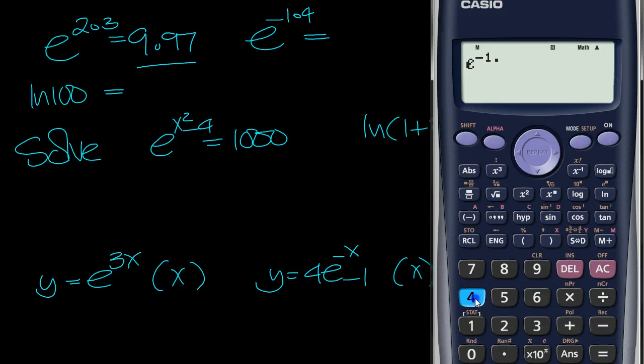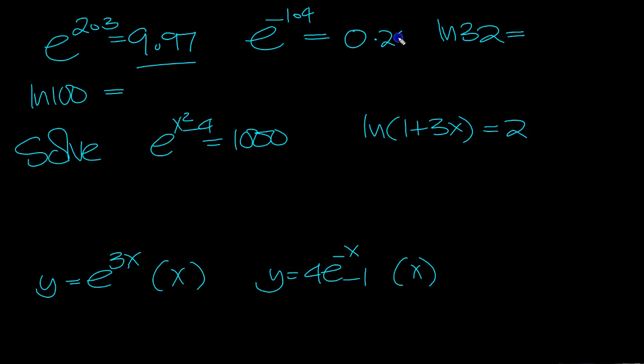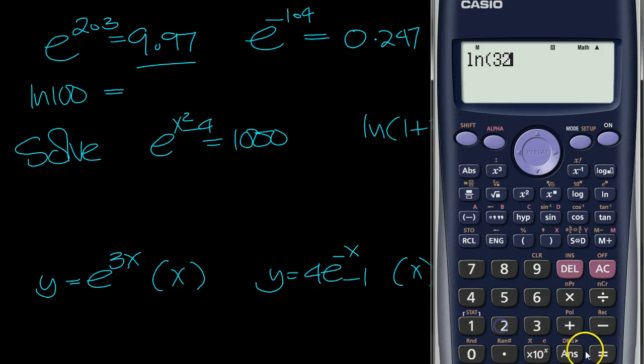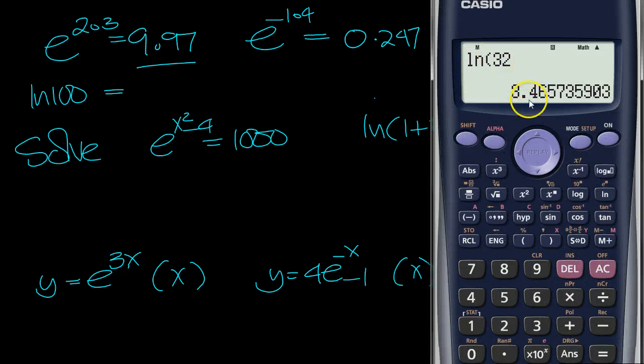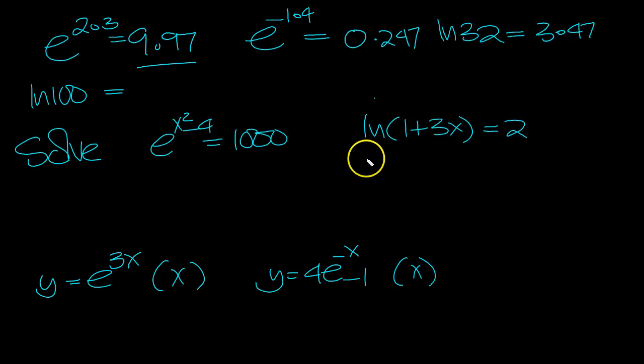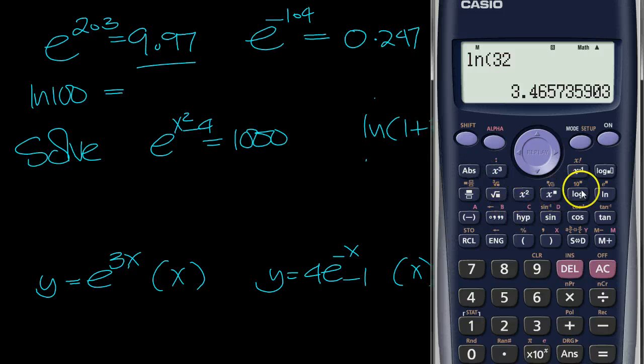Minus 1.4. 0.247. And the natural logarithm of 32, ln 32, is 3.47. Let's try that again: ln 32, 3.47, yeah, that's what it is. And ln 100, the natural logarithm of 100, is 4.61.